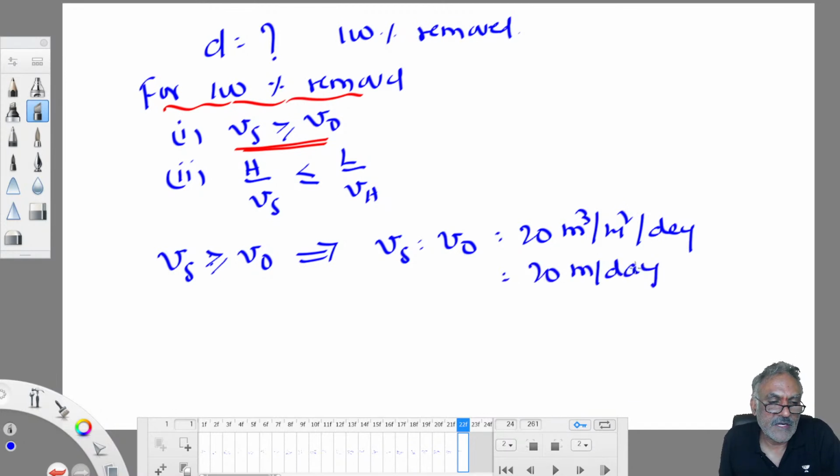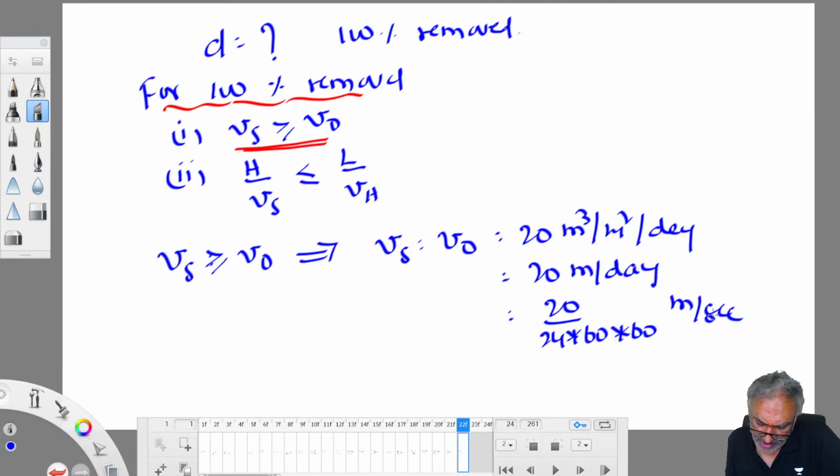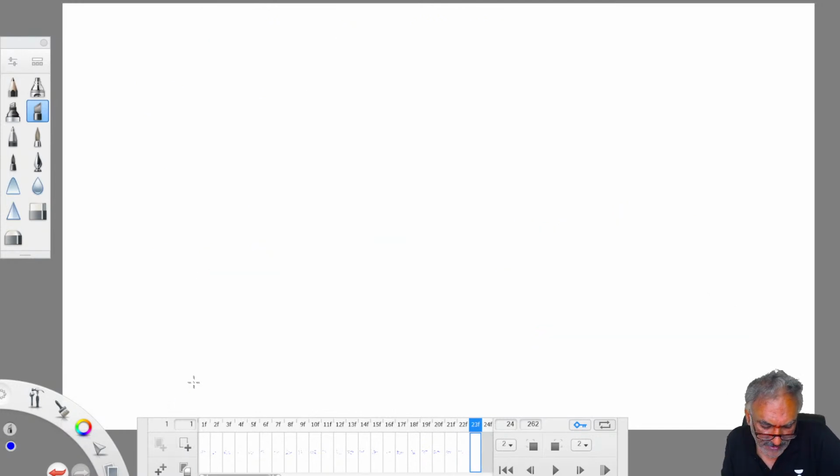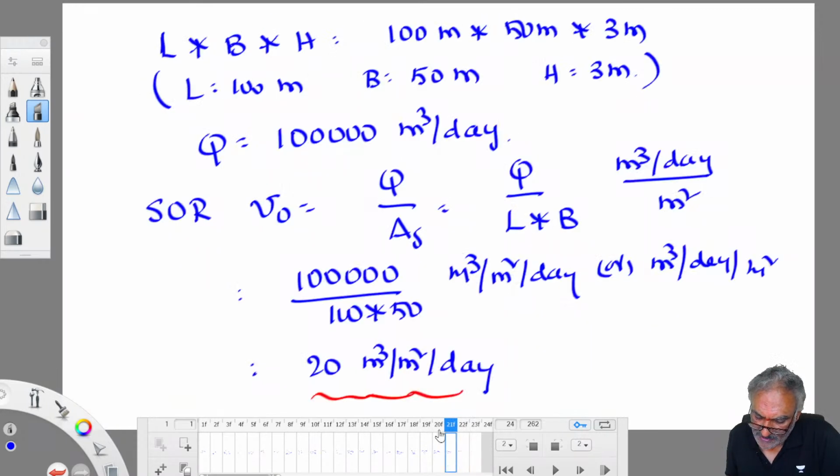So how to convert meters per day into meters per second? It is 20 by 24 into 60 into 60, days into seconds. Okay? So Vs we got. Once you get Vs, we know the Vs equation. What is the Vs equation? Vs is equal to... what is given in this question? Kinematic viscosity only is given.